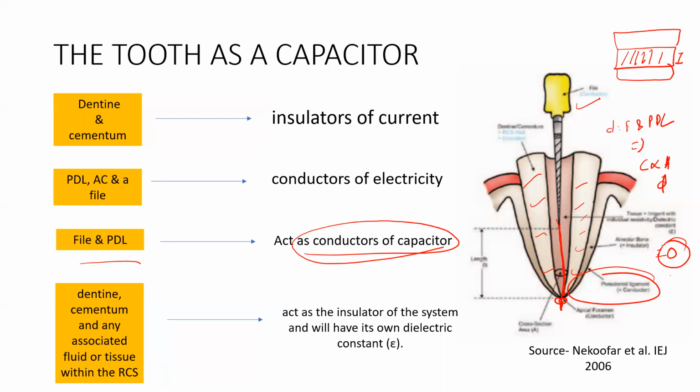Now, another important point is that the dentin, cementum and any material that is present inside the canal will act as an insulator, and this system will have its own dielectric constant. So let us think, what if there are different kinds of irrigants in the canal? Will it influence the apex locator, or will it have a different dielectric constant? Just think about it.